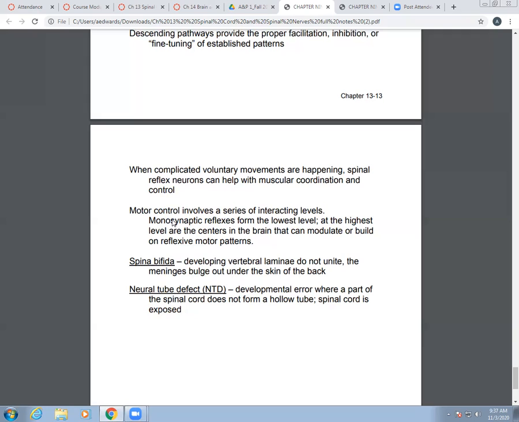So essentially what's happening is, remember, you're supposed to have a central canal in your vertebra for the spinal cord to go through, right? If instead of being a circle, it's a C with an opening, part of your spinal cord is going to bulge out through there. And so what's on the outside covering of your spinal cord? The meninges. Okay, so that's going to bulge out under the skin of the back, which is not good.